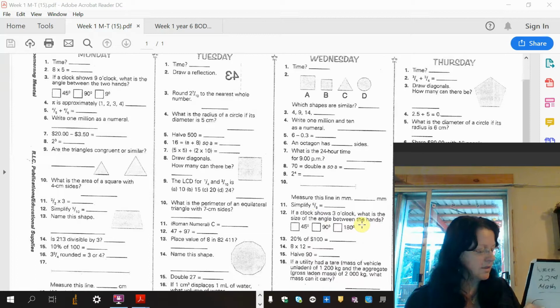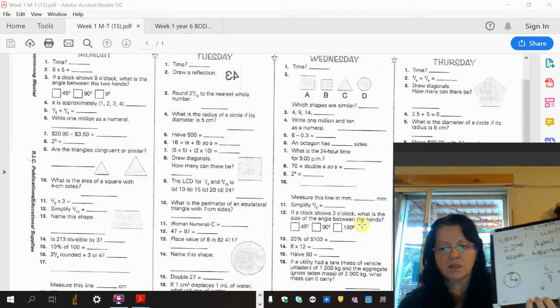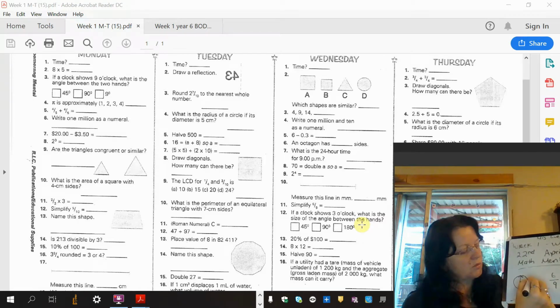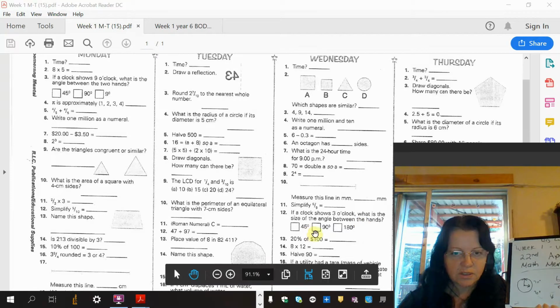This is exactly the same we did the other day. So the hour hand's there, the minute hand's there, and we learned that a circle's 360 degrees. We halve that circle, it's 180, and if we quarter it, it's 90 degrees at every quarter. So the answer is 90.